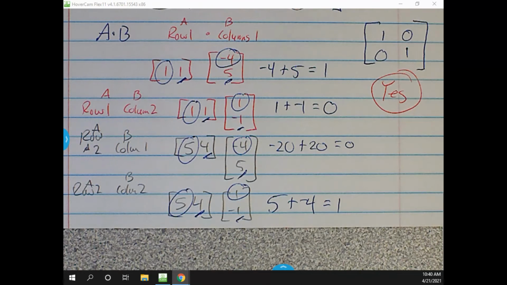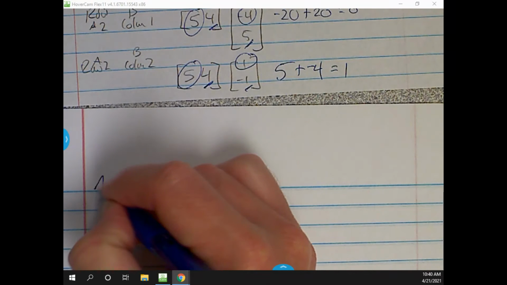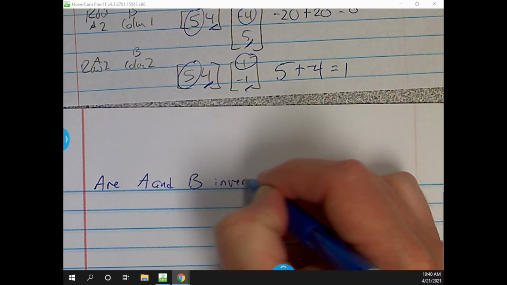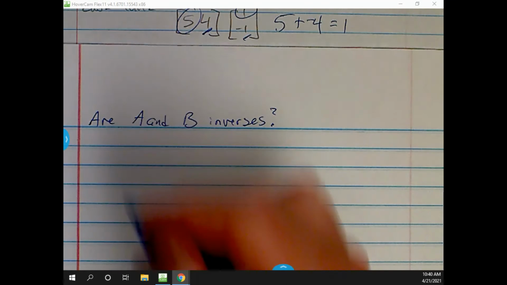All right, let's give you one more here, just so you can see what one that's not going to be that way. Okay, so same question on this one. Are A and B inverses?